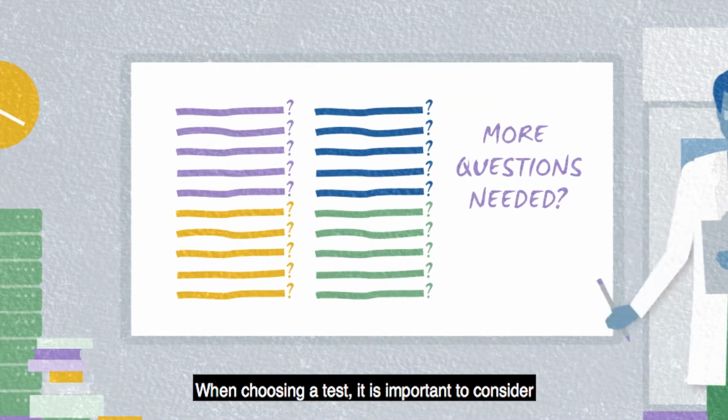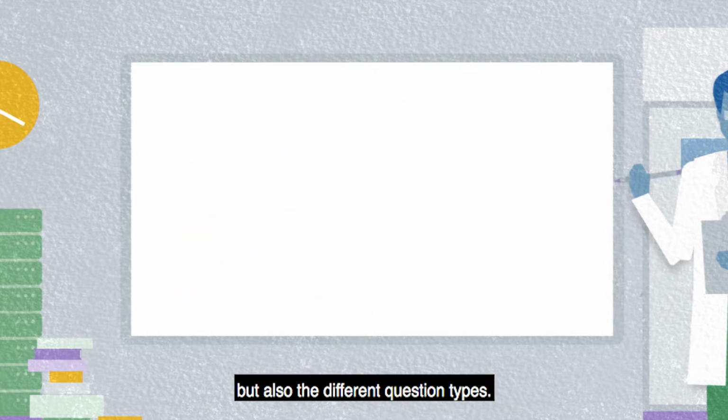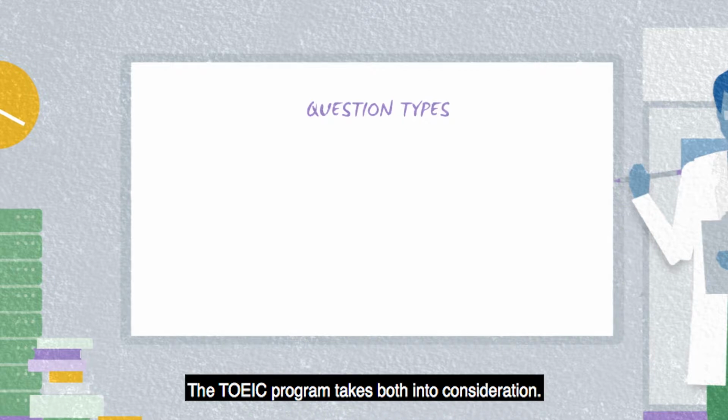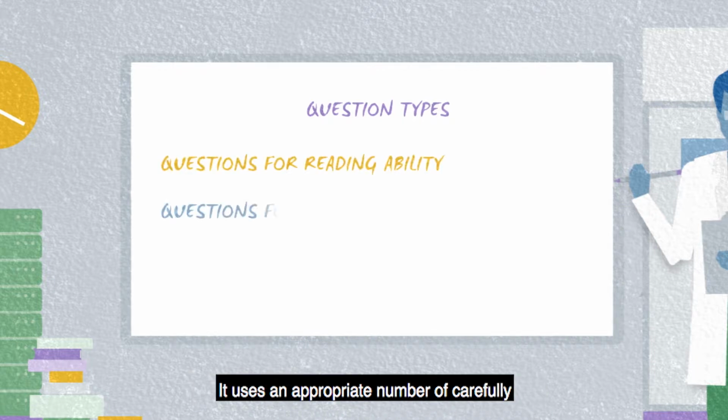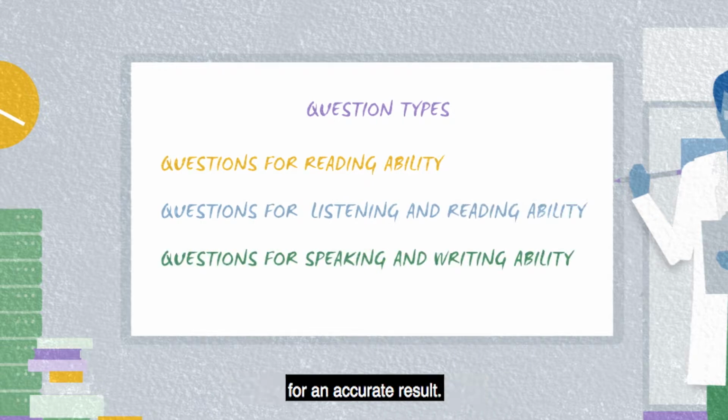In general, the more data collected on an assessment, the more accurate the results. When choosing a test, it is important to consider not only the number of questions, but also the different question types. The TOEIC program takes both into consideration. It uses an appropriate number of carefully chosen questions on each assessment to collect the right amount of data for an accurate result.